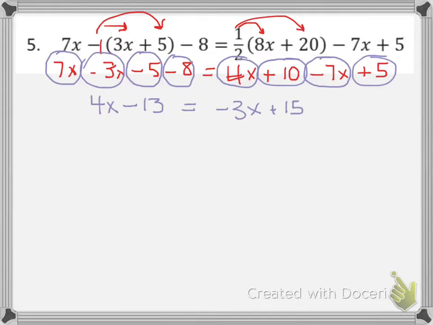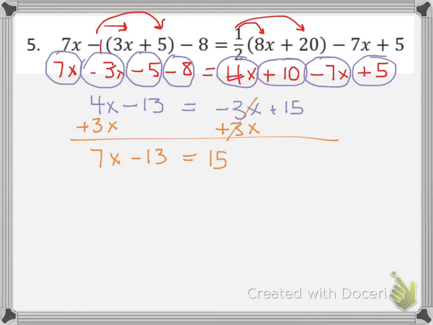All right, now we're down to moving the variables to one side or the other. I'm going to do that by adding 3x to the right side, adding 3x to the left side, and that gives me 7x minus 13 is equal to, the x's go away, 15. Now we can isolate the variable, add 13 to undo the subtracting of 13, balance the equation by doing the same thing to the other side. The 13's go away. I'm left with 7x equals 15 plus 13 is 28.